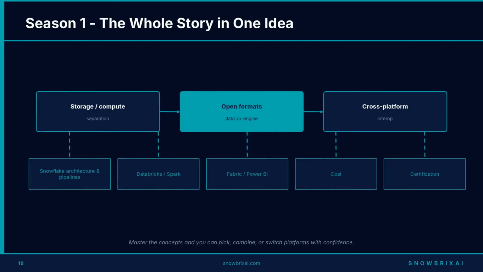Now let me zoom all the way out. Every platform we covered this season rests on the same idea: separate storage from compute. That one move is what made all of it elastic and cheap. Open formats just extend that idea one step further. They separate the data from the engine entirely across vendors, not just within one, and that is the real lesson of season 1. Master the concepts, not the buttons. Do that, and you can pick, combine, or switch platforms with total confidence.